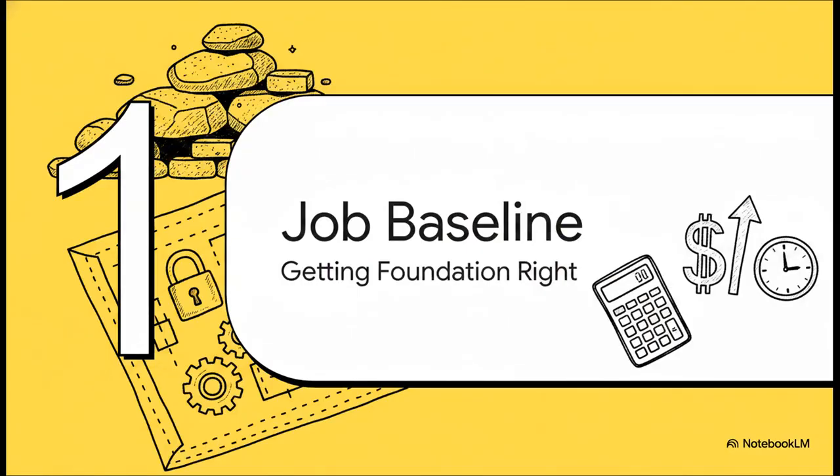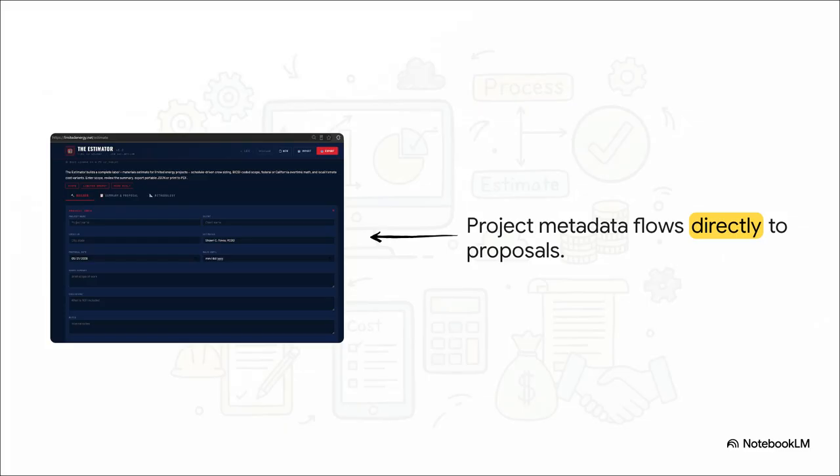Okay, Section 1, setting the job baseline and getting the foundation right. Let's get into it. A rock-solid bid starts way before we ever count a single cable. You might be looking at the project info and scope summary setup panel and thinking, oh, it's just basic data entry for project metadata. Project name, client, dates. But here is the kicker. Whatever you type into this scope summary, the exclusions and the note sections, that flows directly into the final client-facing proposal. There's no middleman here. So making sure this is perfectly accurate and professional right at step 1 is literally mandatory.